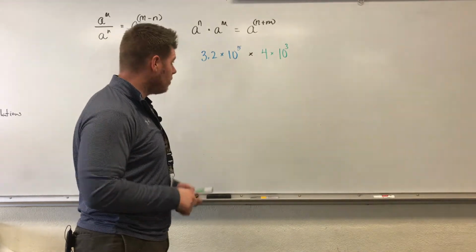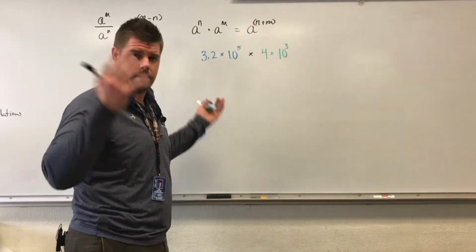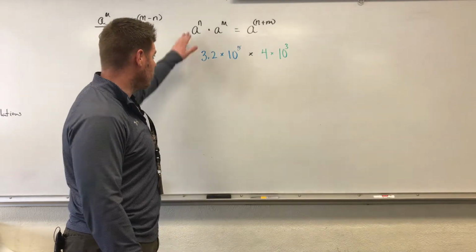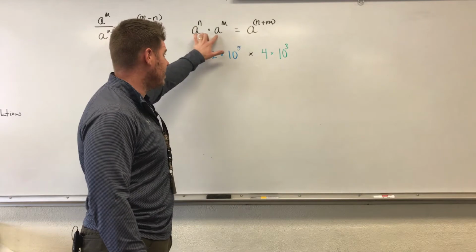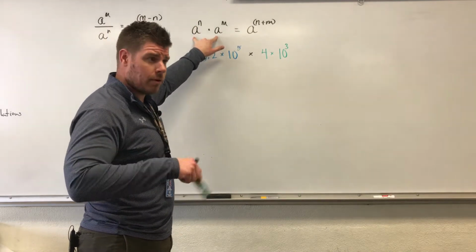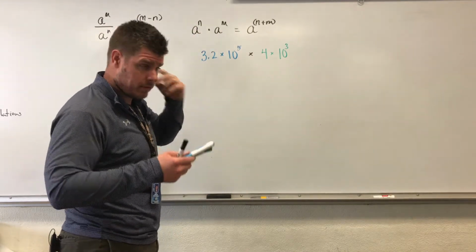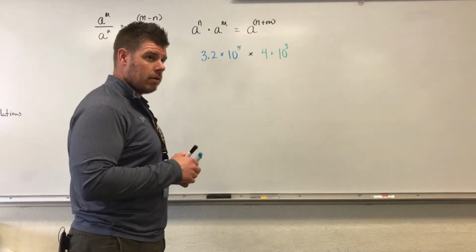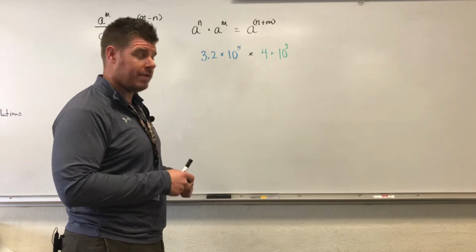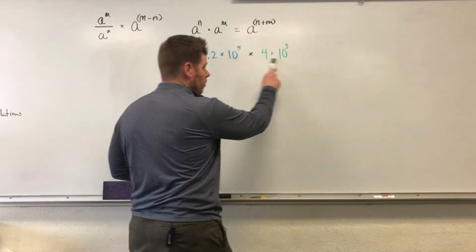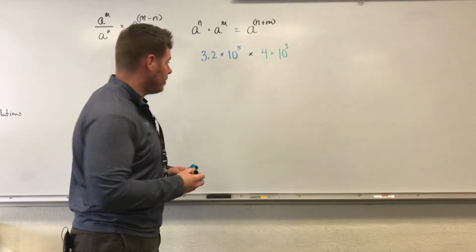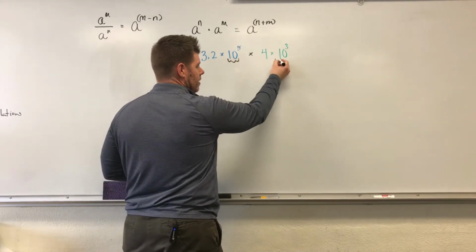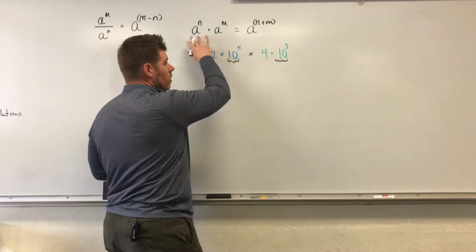Now I'm going to utilize the property up here. I look up and ask: do I have anything, a number or a variable, that is being used with a different exponent? The answer is yes. Notice I have a strand of multiplication, so before I do my multiplications, I'm going to take these two and utilize this property.